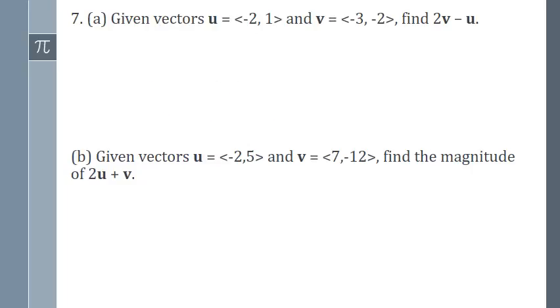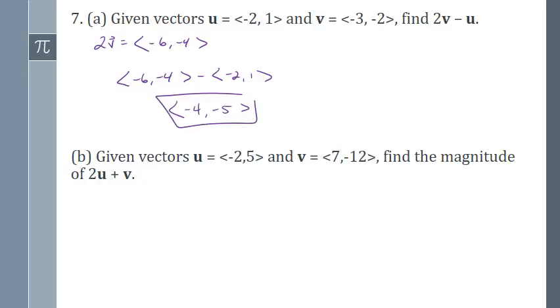7a, given those two vectors, find 2v minus u. So we're going to start with finding 2v. So we're just going to take vector v, multiply everything by 2, so we get -6, -4, and then for 2v minus u, we have that right there, which turns into -6 minus -2 is -4. -4 minus 1 is -5.